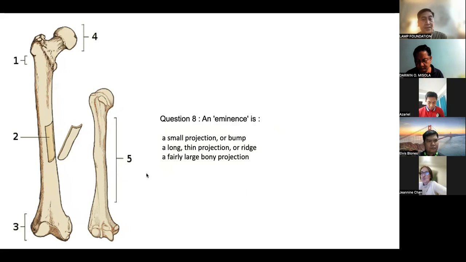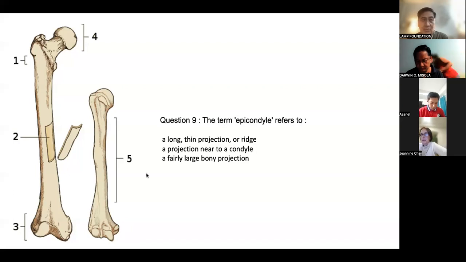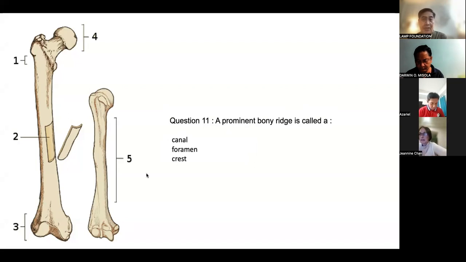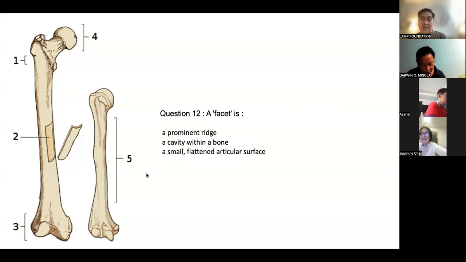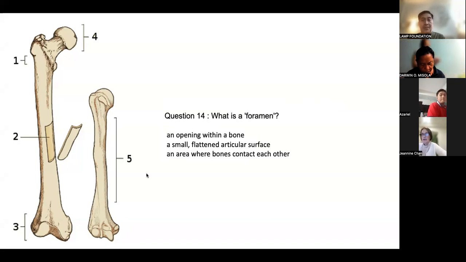Which label in the diagram indicates the medullary cavity? Number 2. An eminence is a small projection or bump. The term epicondyle refers to a projection near to a condyle. In the diagram, the distal epiphysis is indicated by label number 3. A prominent bony ridge is called a crest. A facet is a small flattened articular surface. Which label in the diagram indicates the proximal epiphysis? 4.